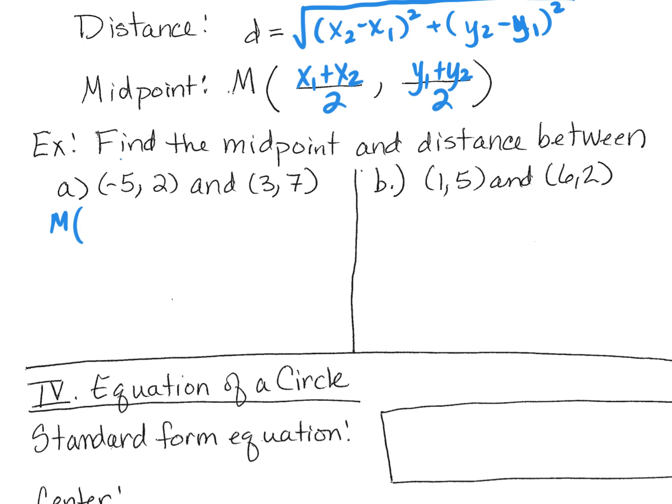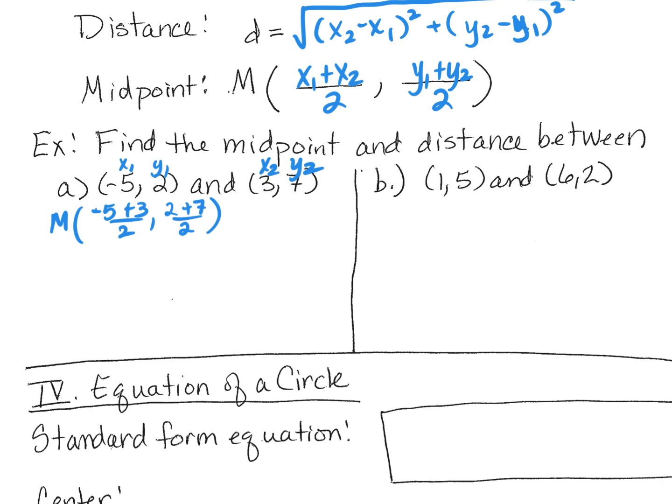X sub 1. So here's X sub 1, here's Y sub 1, here's X sub 2, here's Y sub 2, right? So if we add the X's, we're taking -5 and adding 3 to it, dividing by 2. And we're taking 2 and adding 7 to it and dividing by 2. Does everybody know where that comes from? X sub 1 plus X sub 2, adding those, dividing by 2, adding these, dividing by 2.